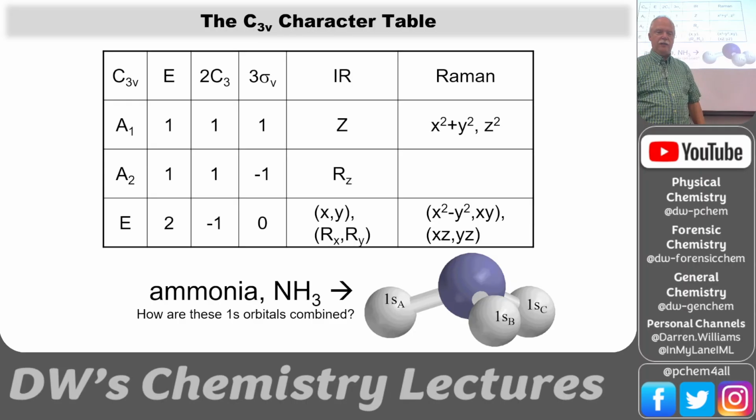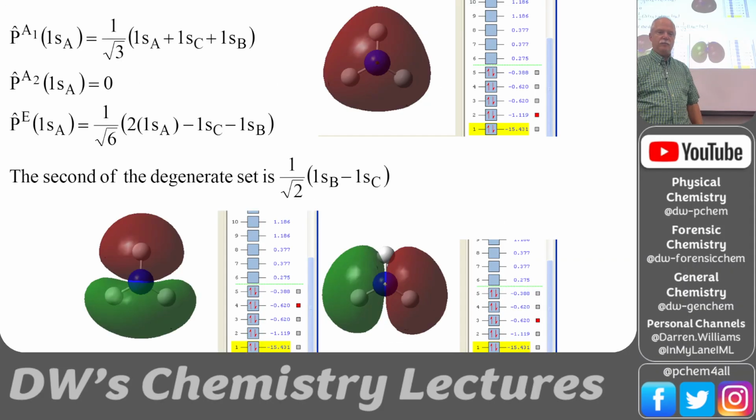So now for some practice. Let's do ammonia. So what about this top one? That's the electron cloud being shown all red. So what's it doing? It's expanding in all directions and shrinking in all directions.